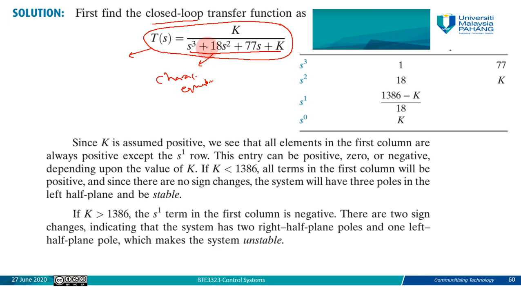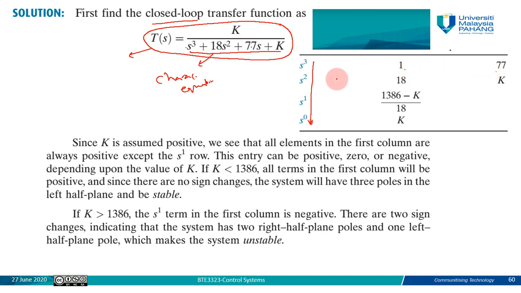Now we use the characteristic equation to build our Routh table like we did before. From the highest power of s to the lowest, start from s to the power of 3 until s to the power of 0. In the first column we write the coefficients of the odd and the even. The first row is the odd, because the first is s cubic. The coefficient of s cubic is 1, and the coefficient of s is 77.